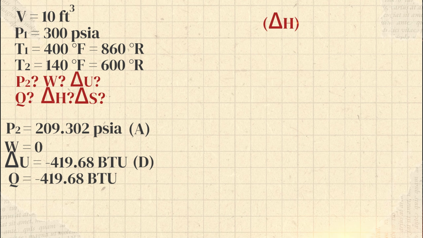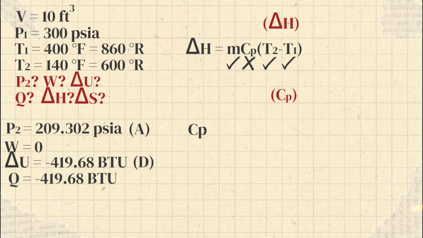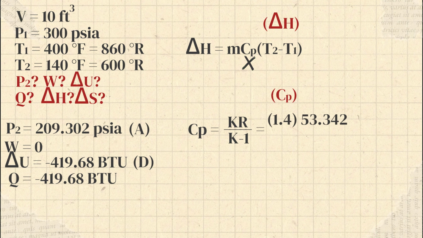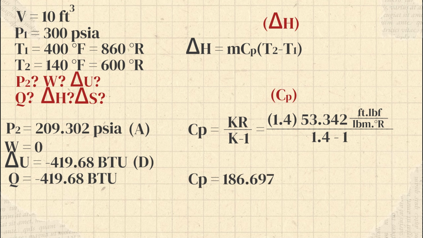For change in enthalpy, we have mCp times T sub 2 minus T sub 1. So we have mass and temperature, ang kulang natin Cp. For the Cp, we have kR over k minus 1. So 1.4 times 53.342 foot-pound force per pound mass degree Rankine over 1.4 minus 1. So we will get 186.697 foot-pound force per pound mass degree Rankine.